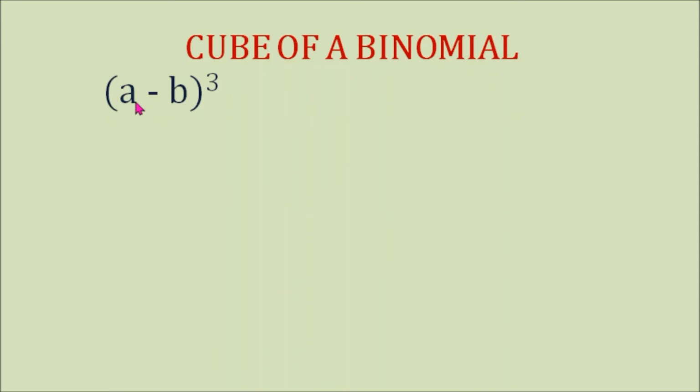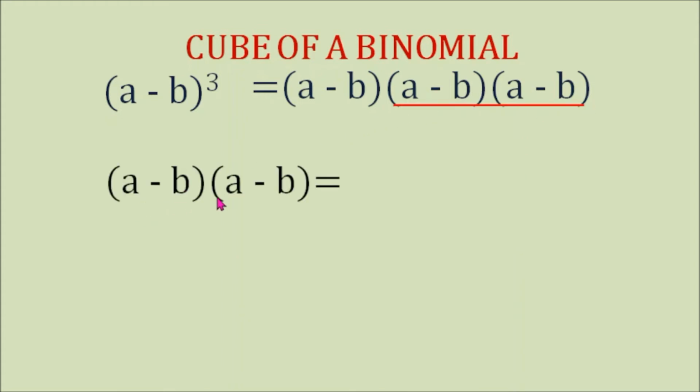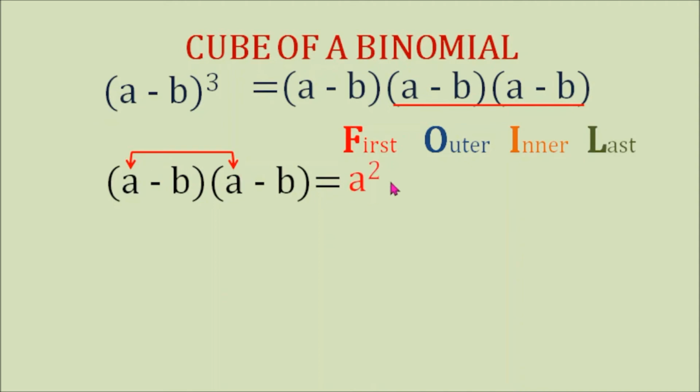The cube of a minus b means the quantity a minus b times the quantity a minus b times the quantity a minus b. First, we are going to multiply these two binomials. The quantity a minus b times the quantity a minus b. Since we are multiplying two binomials, we use the FOIL method. So the product of the first terms, we have a times a, that's a squared.